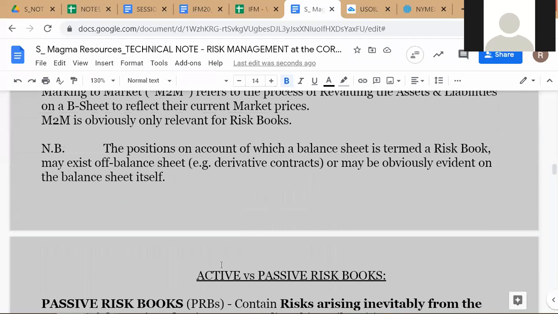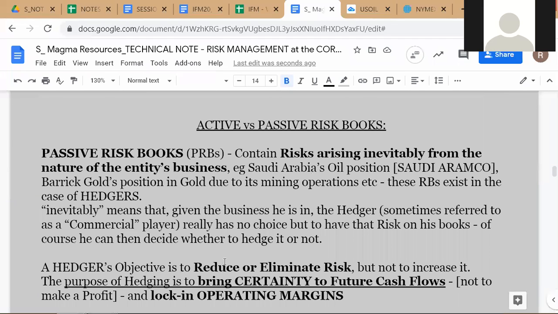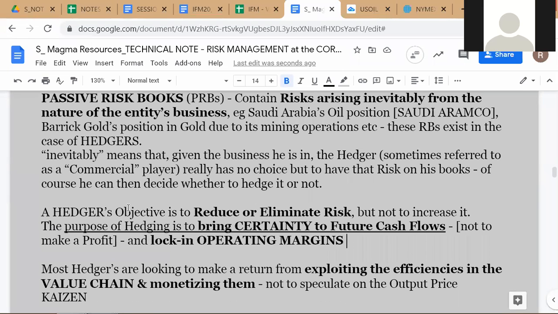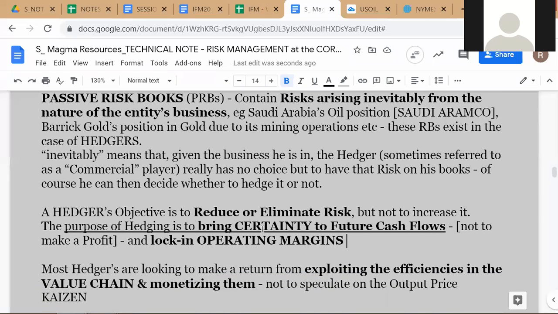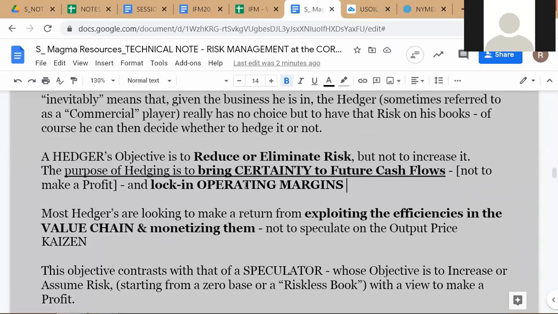And so here you have the passive risk book. So I've defined two new terms, active and passive risk books. Okay, a passive risk book is more complicated to understand. And I think now you have some understanding of what passive risk books are. Okay, and so we have an understanding also of what is the hedger's objective. Okay, that is to reduce or eliminate risk and bring certainty to cash flows and lock in operating margins.